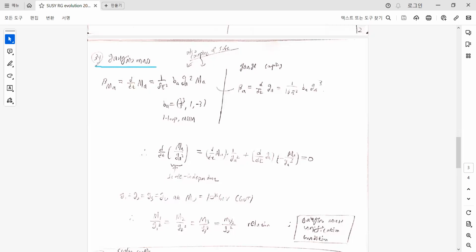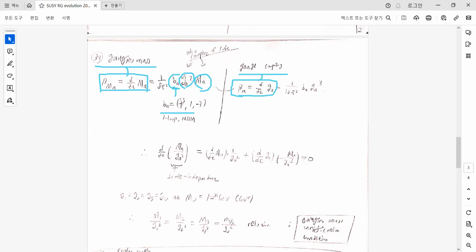The first type is the gaugino mass term. The beta function for the gaugino mass term is a function of the gauge coupling and also the gaugino mass. And there is a very important point: the coefficient in front of this beta function is the same as for the gauge coupling. So they have a very similar form. That is the beta function for the gaugino mass, and that is the beta function for the gauge coupling.